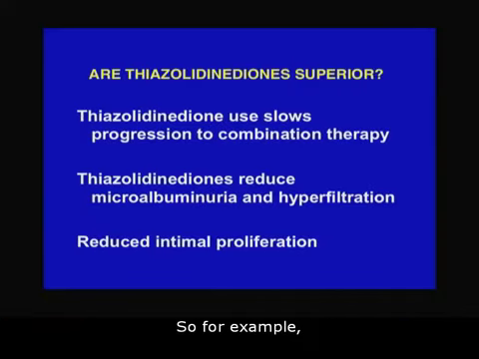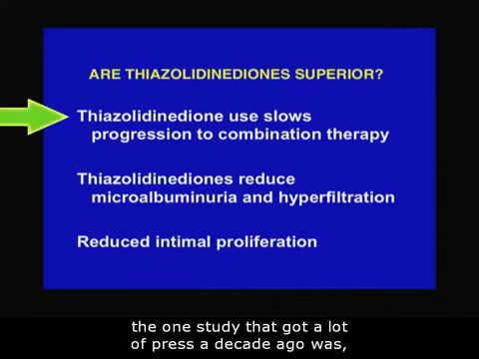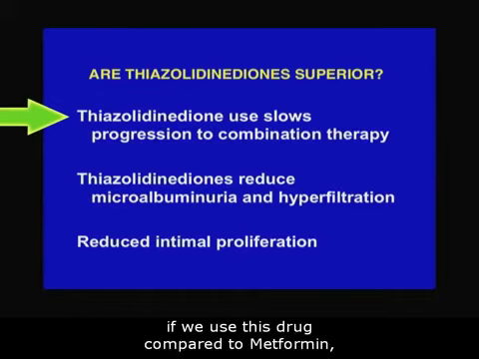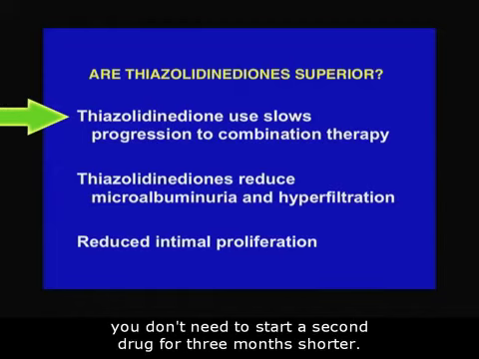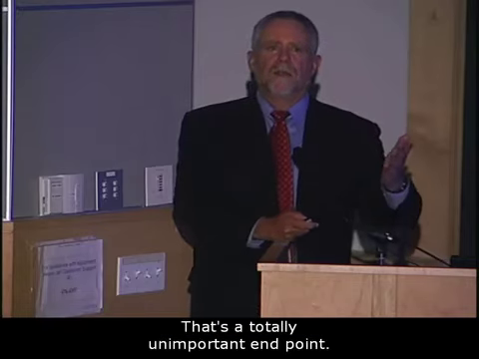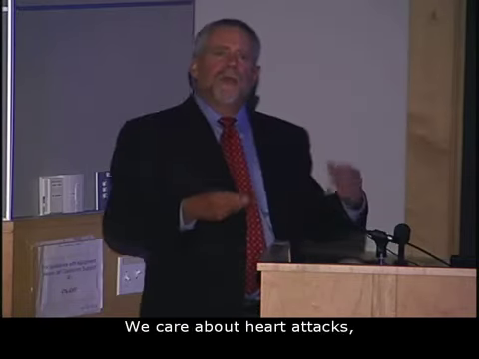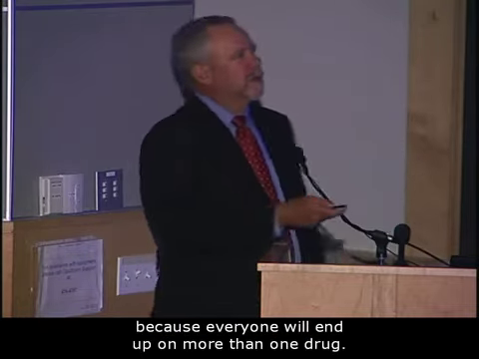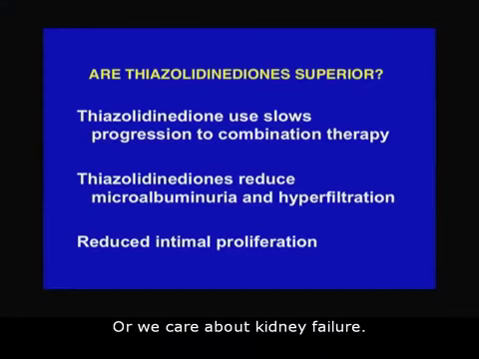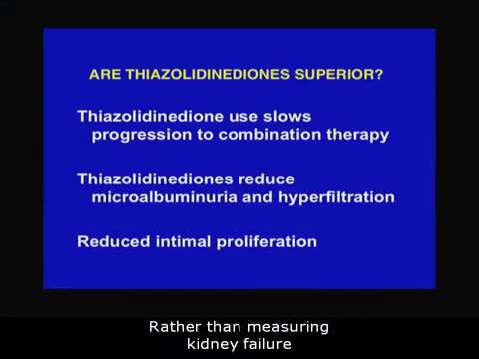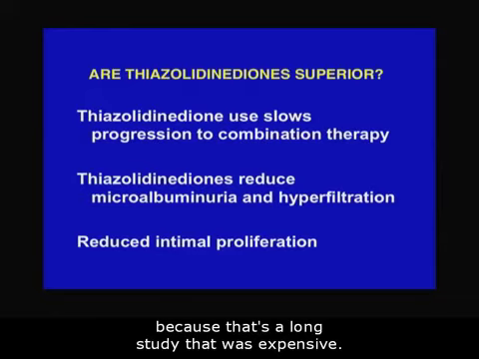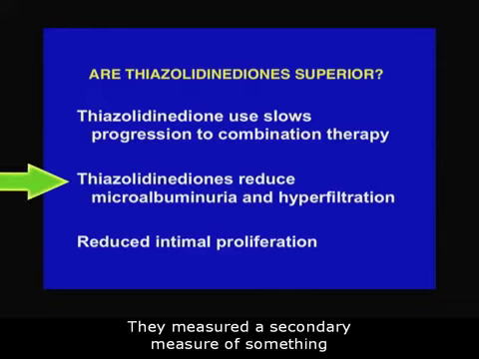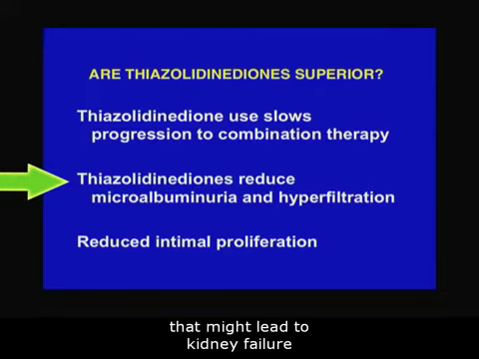So for example, one study that got a lot of press a decade ago was, well, if we use this drug compared to metformin, you don't need to start a second drug for 3 months longer. Well, who cared, right? I mean, that's a totally unimportant endpoint. We care about heart attacks, strokes, deaths, and so on, not because everyone's going to end up on more than one drug. Or there was, we care about kidney failure, but rather than measuring kidney failure, because that would have been a long study that was expensive, they measured a secondary measure of something that might lead to kidney failure.